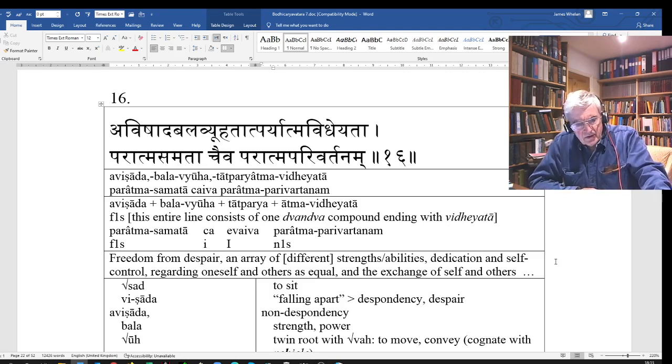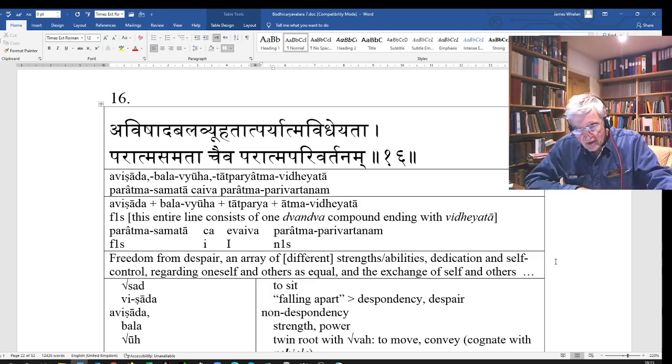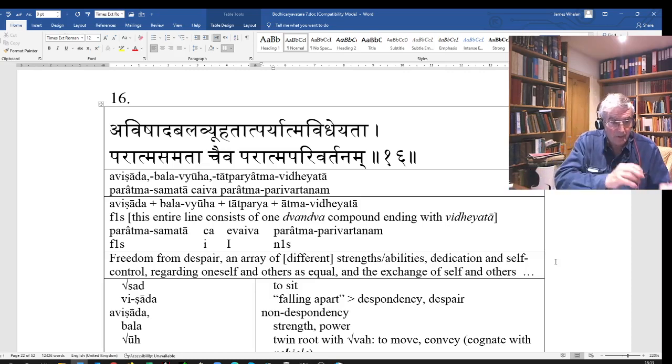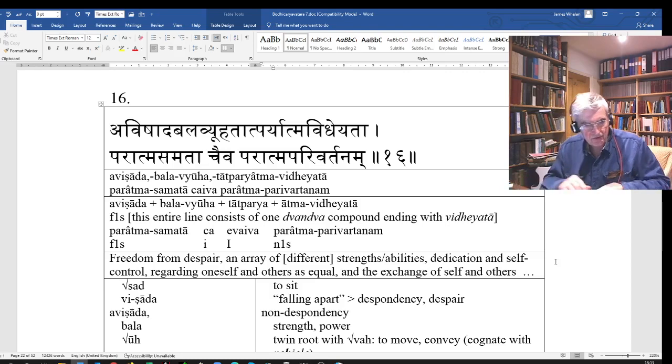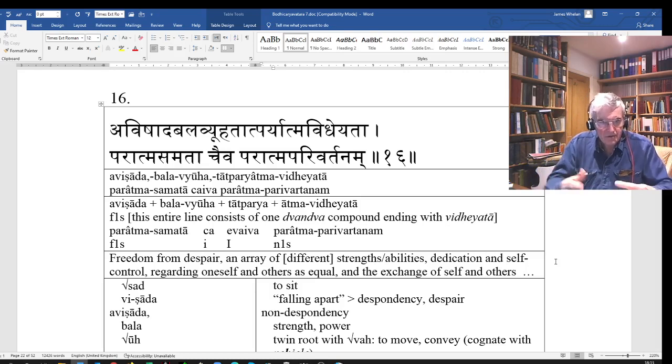And not only is it a list, but the entire first line, Avishada balavyuhatat paryatma vidheyata, is one long compound consisting of a whole lot of nouns run into one. So grammatically, it behaves like one word, though in fact the meaning is several words, just as we can say the sun and the moon and the stars. In Sanskrit, you can say sun, moon, stars as a single noun, or on the face of it, it looks like a single noun, but in fact it means the sun and the moon and the stars. So a man can talk about son's daughters, meaning his sons and his daughters, and so on. It's called a dvandva. A dvandva just means a pairing or a doubling. You double up the words.